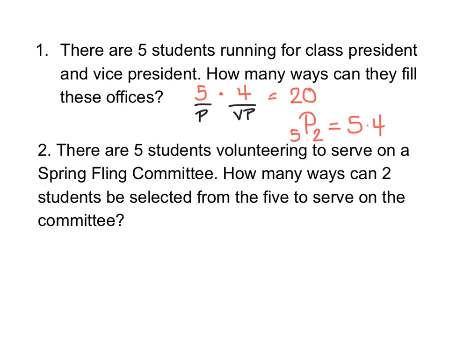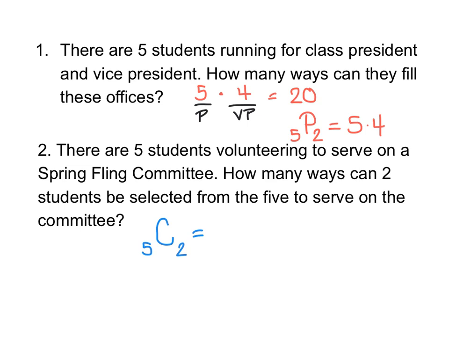There are 5 students volunteering to serve on a spring fling committee. How many ways can 2 students be selected from the 5 to serve on the committee? So we only need 2 students to serve, but we're not giving them positions like president, vice president, so we just are selecting 2. Okay, so, well, what's that equal to? Well, first of all, this is known as a combination because order doesn't matter. And we're selecting 2 from 5. So we say combination from 5, choose 2.